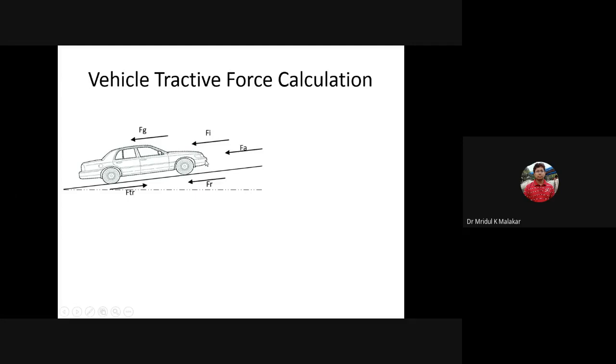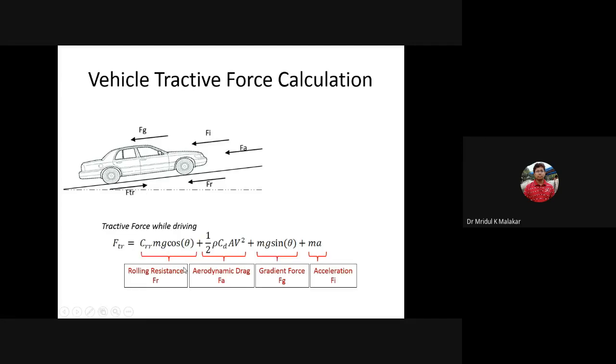Suppose it is a stormy season. At that time, if I need to move the vehicle from one point to another, a little more force is required. That opposing force is the aerodynamic force. Another one is the air drag, and then the grade force. These four main dominating forces act here, and I have to overcome them. So this total force is called FTR, the total tractive force.